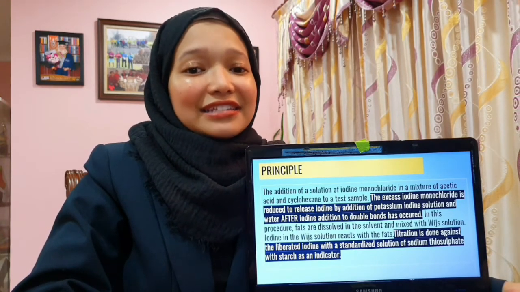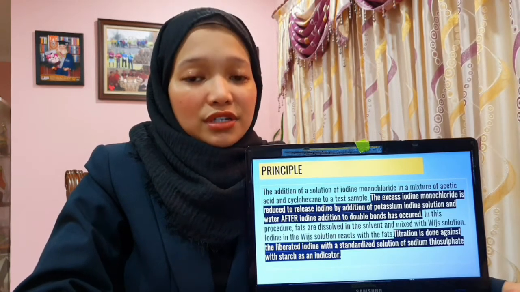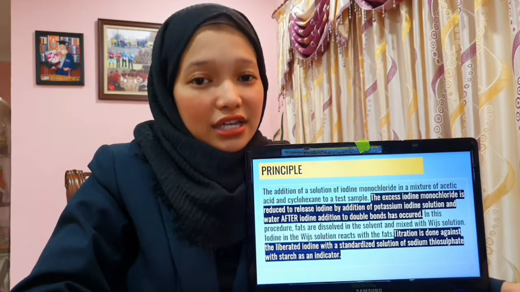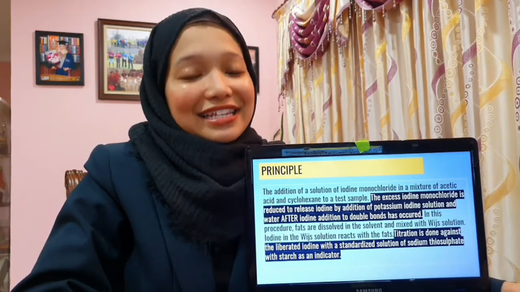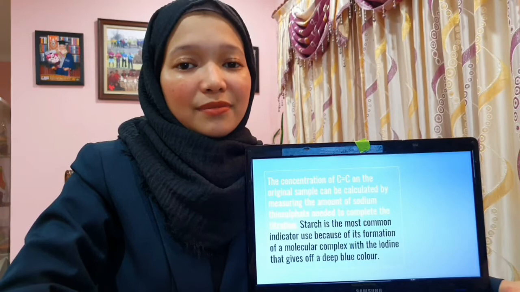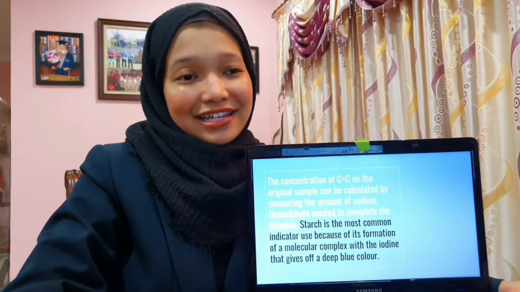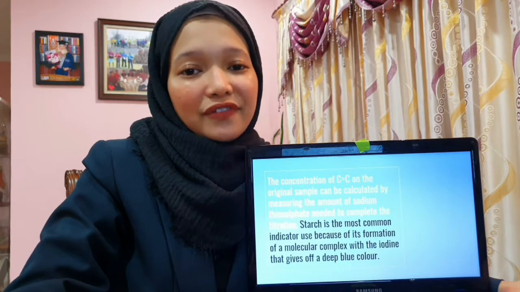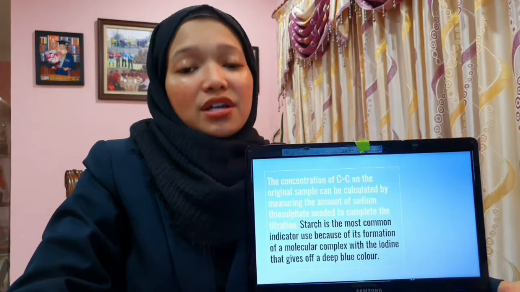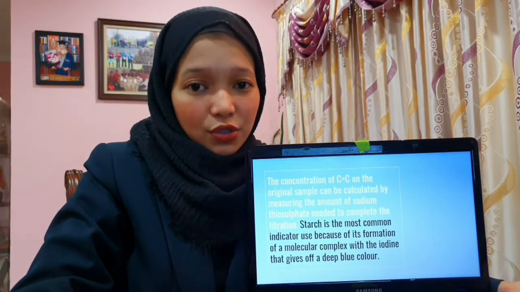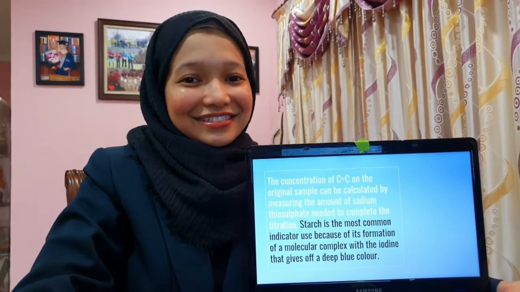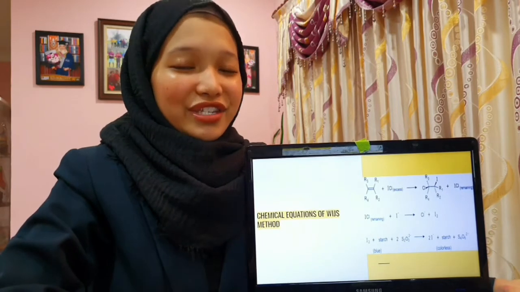Titration is done against the liberated iodine with a standardized solution of sodium thiosulfate of known molarity, with starch as an indicator. Next, the concentration of carbon double bond carbon atoms in the original sample can be calculated by measuring the amount of sodium thiosulfate needed to complete the titration. Starch is the most common indicator used because of its formation of a complex with the iodine that gives off a deep blue color. This is the chemical reaction of Wijs method.